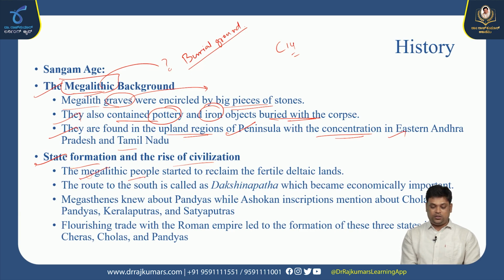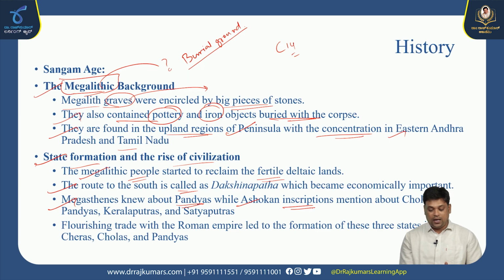The megalith people started to reclaim the fertile deltaic lands in the region of the southern peninsula. The road to the south is called Agneepath. As I told you, the region of India was categorized into three parts: Aryavarta, northern India; the middle part of India, known as Madhya Desha; and the southern peninsula, which is popularly known as Dakshinapatha.